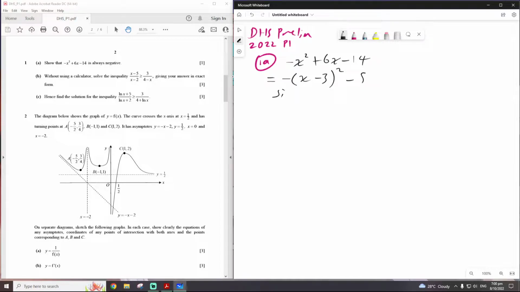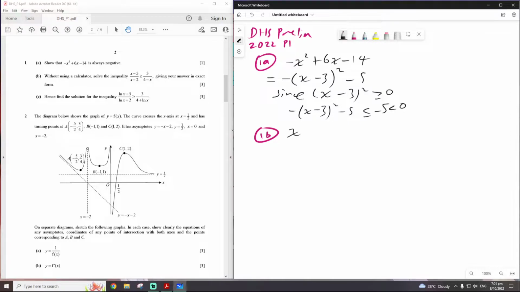Alright, since (x minus 3) squared is greater than or equals to 0, negative (x minus 3) squared minus 5 has to be less than or equals to negative 5, which is definitely less than 0. Alright, cool. So how is that relevant to the later part? We'll see. For part 1b, solve this inequality without using the calculator.